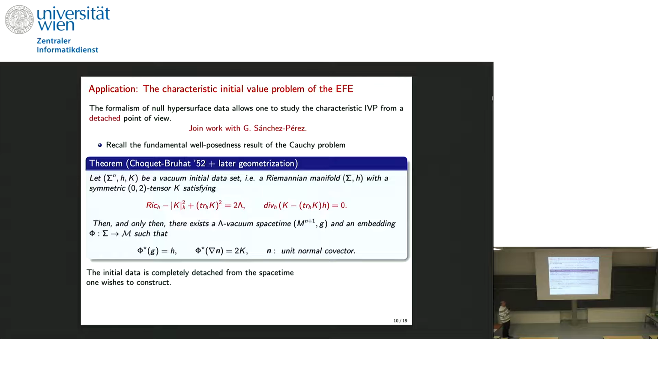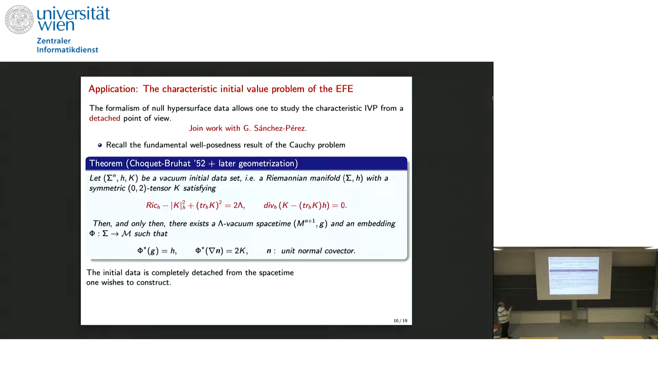And then, and only then, when these conditions are satisfied, and only in that case, there exists a space-time of one dimension more, which is a solution of the lambda vacuum field equations. So it's an Einstein space with cosmological constant lambda. And in this space-time, you can embed your data in such a way that the first fundamental form of the hypersurface is h, so it's embedded as a space-like hypersurface, and the second fundamental form is precisely K.